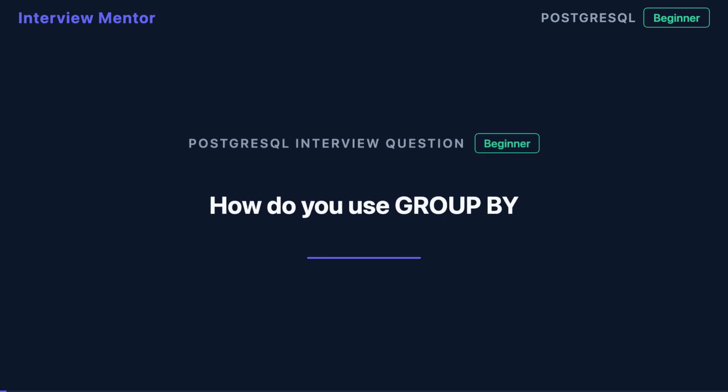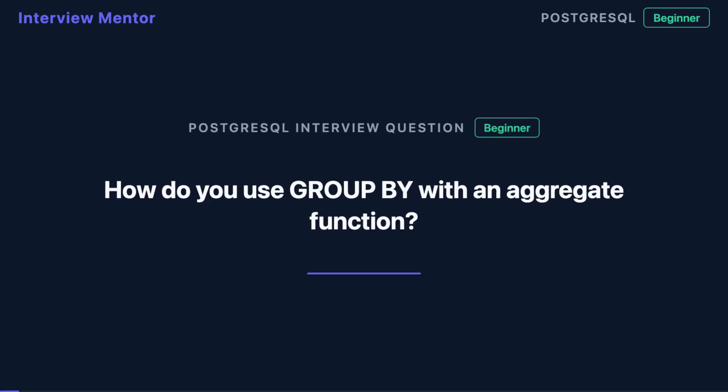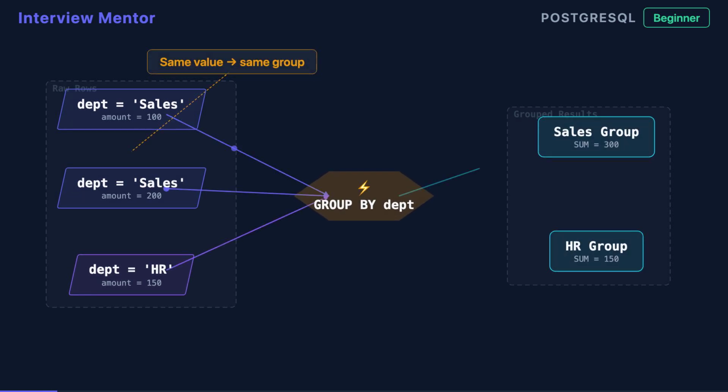Tried counting orders by customer and got a cryptic Postgres column error instead. Here's exactly why, and how to write it right. GROUP BY tells Postgres to collapse multiple rows into groups, where every row in a group shares the same value in the column you specify.